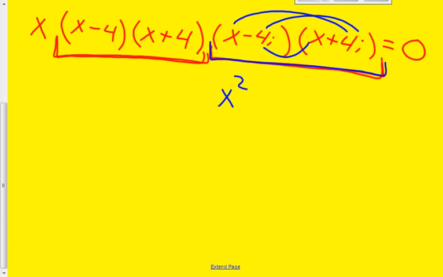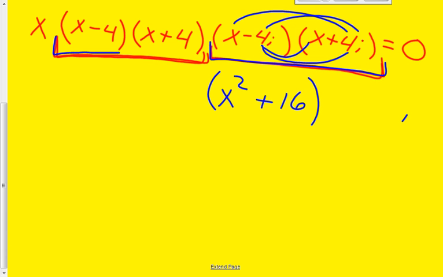And then the last times the last: a negative 4i times a positive 4i is a negative 16i squared. And what does i squared equal? It equals a negative 1. So what's a negative 1 times a negative 16? A positive 16. So I'm just going to write that down right now: x squared plus 16. Once again, a negative 4i times a positive 4i is a negative 16i squared, which is the same thing as a positive 16.